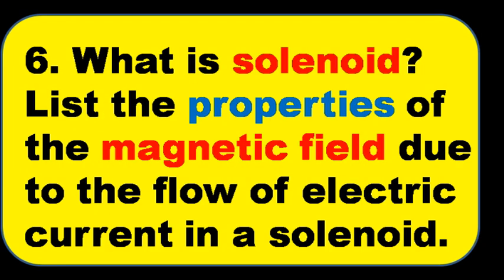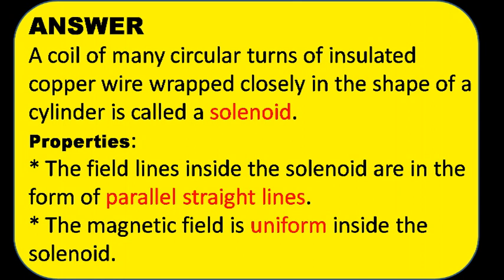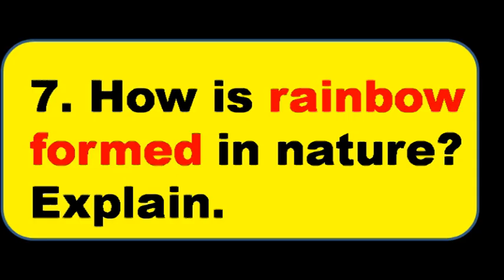What is solenoid? List the properties of the magnetic field due to the flow of electric current in a solenoid. A coil of many turns of insulated copper wire wrapped closely in the shape of a cylinder is called a solenoid. Properties of solenoid: the field lines inside the solenoid are in the form of parallel straight lines. The magnetic field is uniform inside the solenoid.